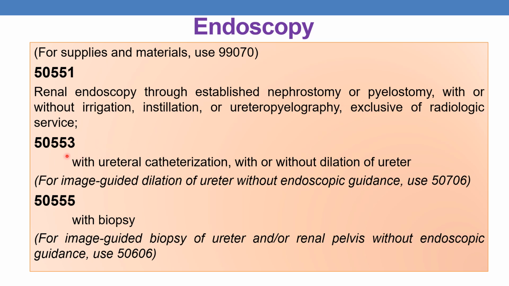The next CPT is 50553. Renal endoscopy through established nephrostomy with ureteral catheterization with or without dilation of ureter. And for image guided dilation of ureter without endoscopic guidance, we need to use 50706. The next is 50555. Renal endoscopy with biopsy. And for image guided biopsy of ureter and or renal pelvis without endoscopic guidance, you need to use 50606.